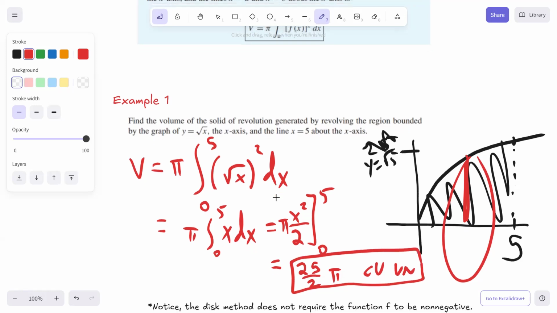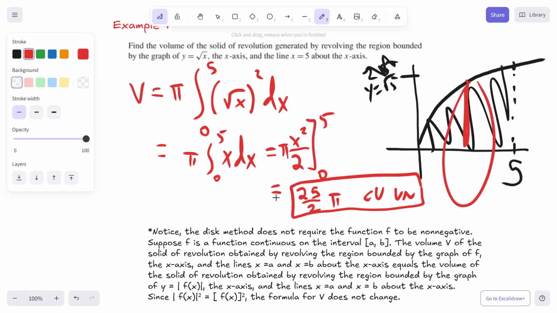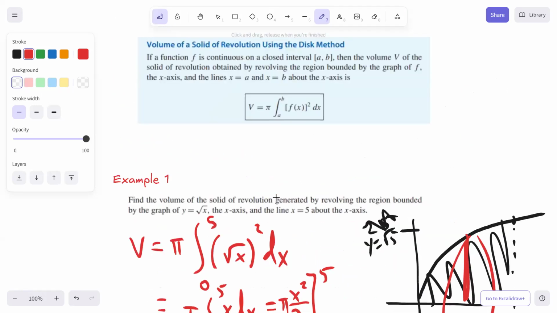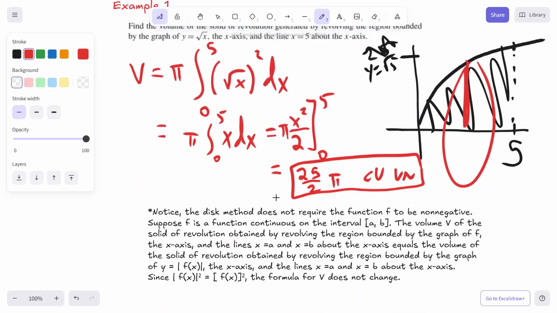Not too shabby, huh? So notice the disk method does not require that the function be non-negative. If you look up at the definition here, it doesn't say that it has to be non-negative.